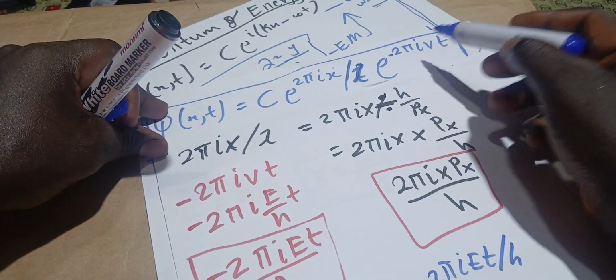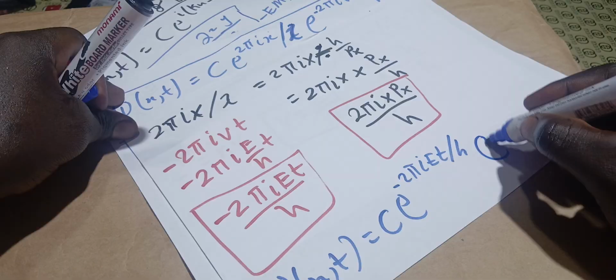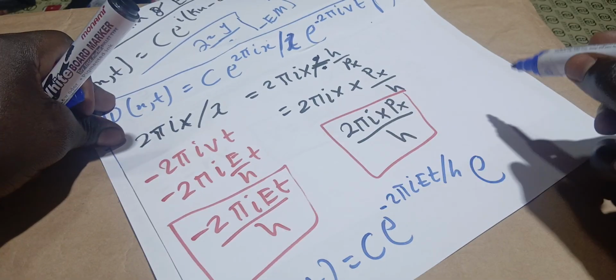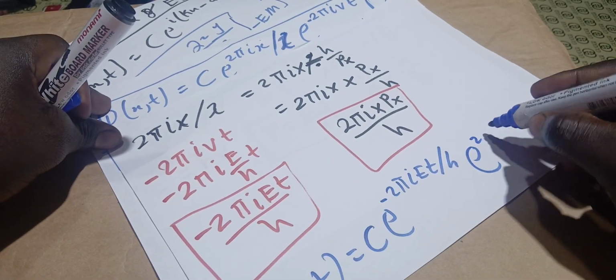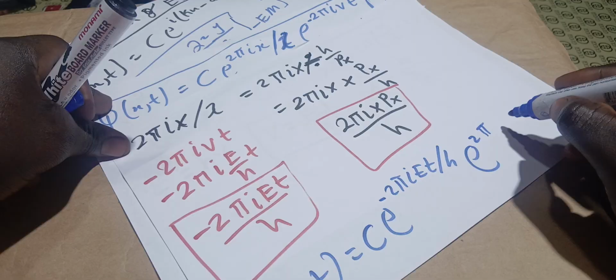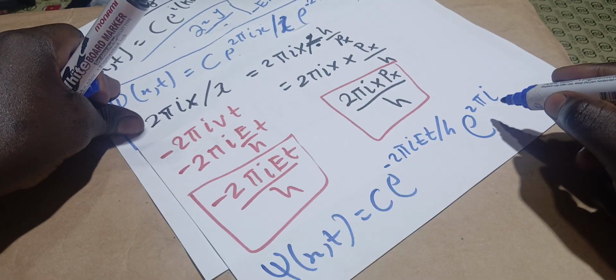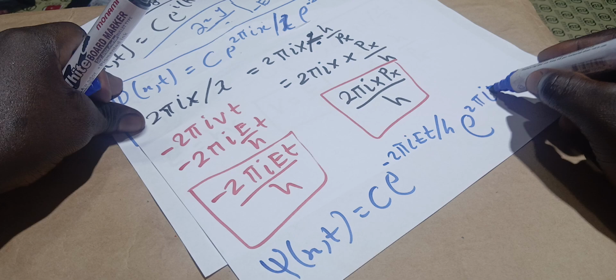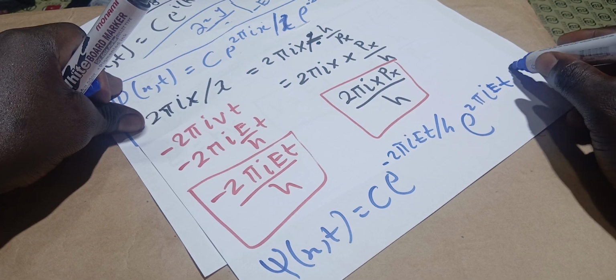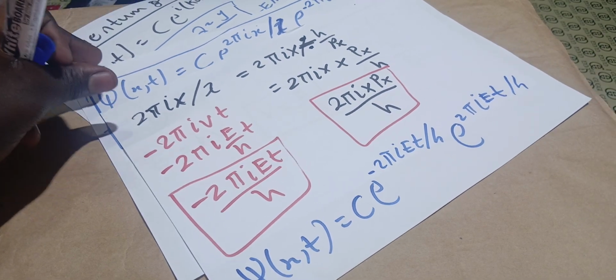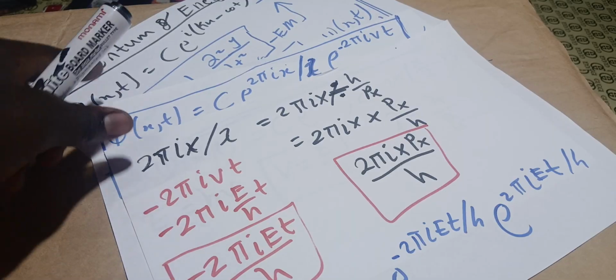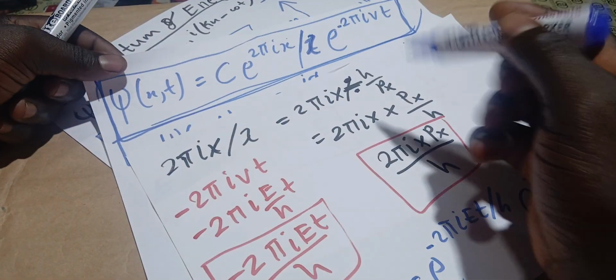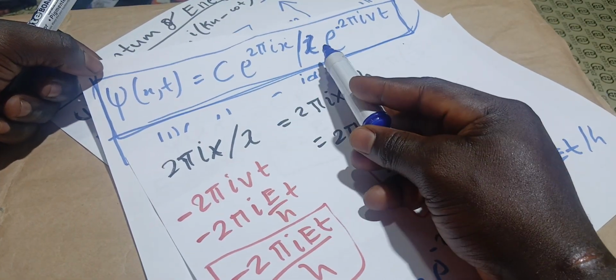And this term right here, E, becomes this, right? So 2 pi i E t over h. So now we've adjusted the wave function.